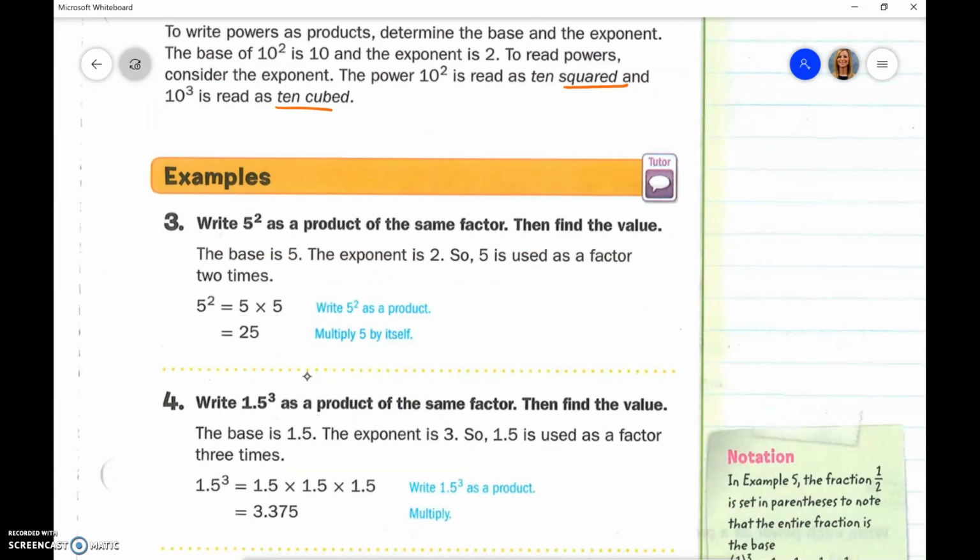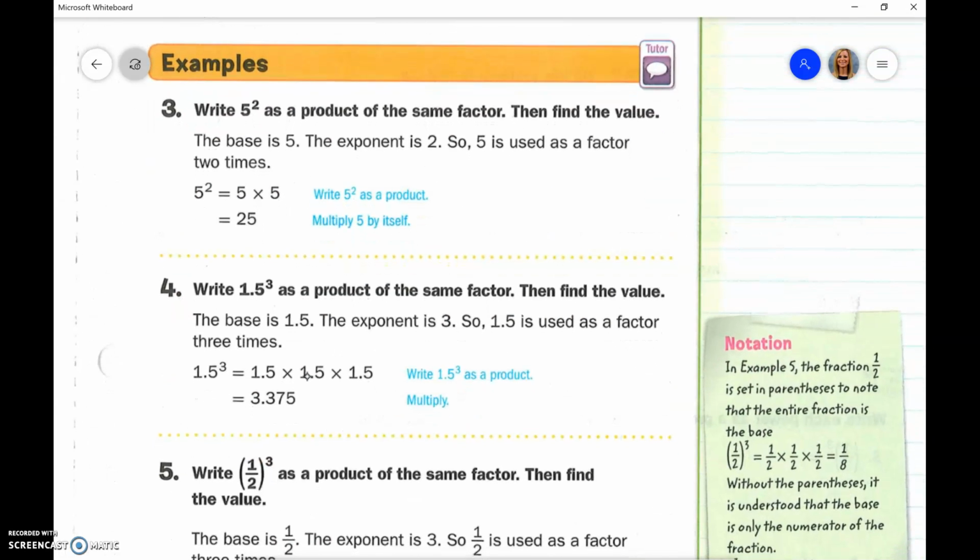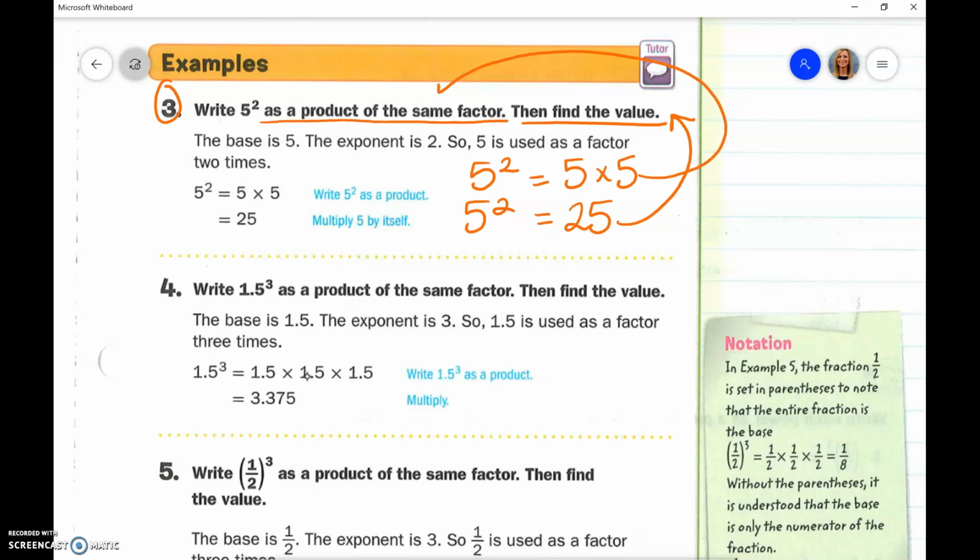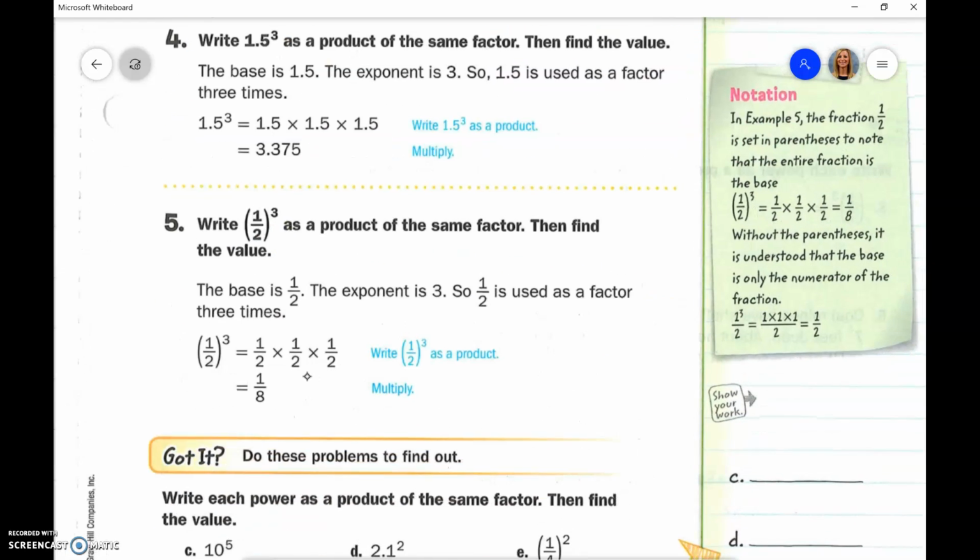Okay, so let's take a look at this. We're going to jump down here, and we're going to take a look at 3. So write 5 squared, or 5 to the power of 2, or 5 to the second power, as a product of the same factor, then find its value. So really, 5 squared, even though it's over here, I want you to do it too. 5 squared really equals 5 times 5. Okay, so 5 squared really equals, what's 5 times 5? 25. Therefore, we found the value and we wrote it as the same factor. So we did both.